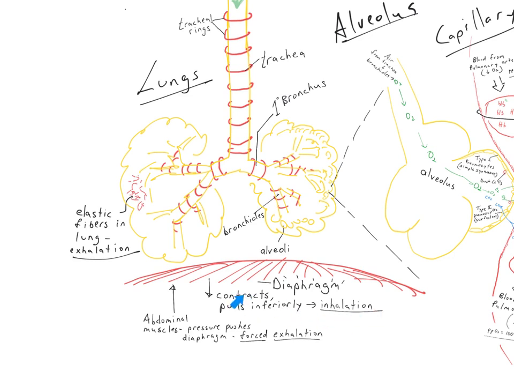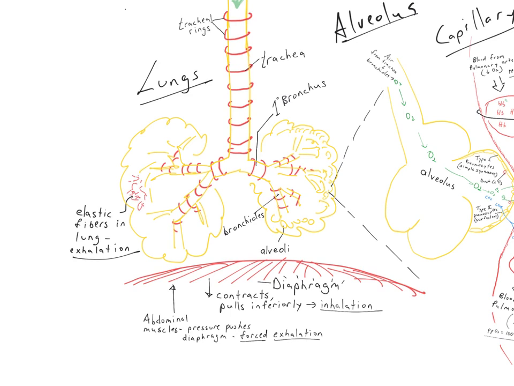In order for air to leave the lungs, what happens is the lung tissue itself has many, many elastic fibers and is very rubbery or elastic. And those elastic fibers just contract and the lungs shrink up and the air is expelled from the lung upon exhalation or expiration.